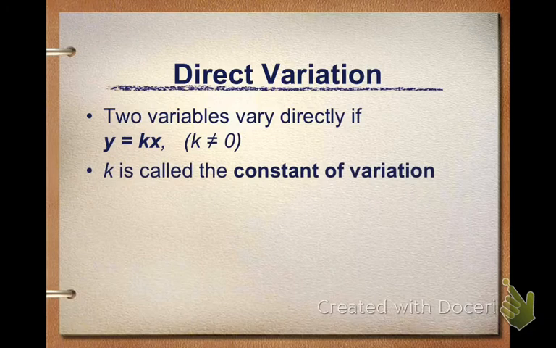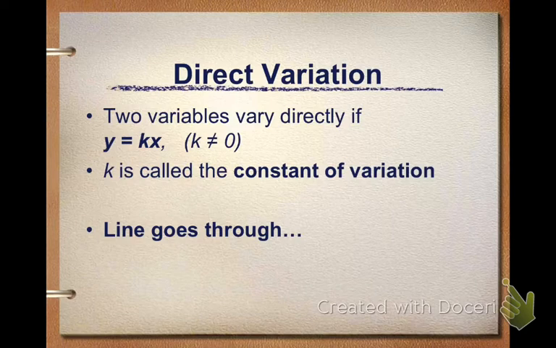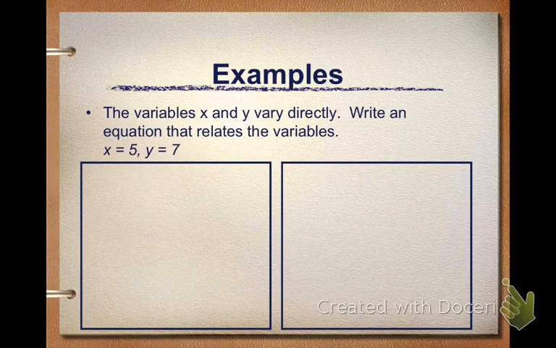So K is a constant. Basically the line is always going to go through the origin. That is never going to be any different. If you had to graph this, it would always go through the origin. Your y-intercept is always going to be at 0, regardless of what we're dealing with or talking about.